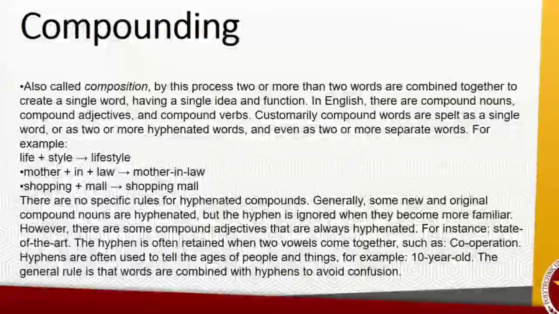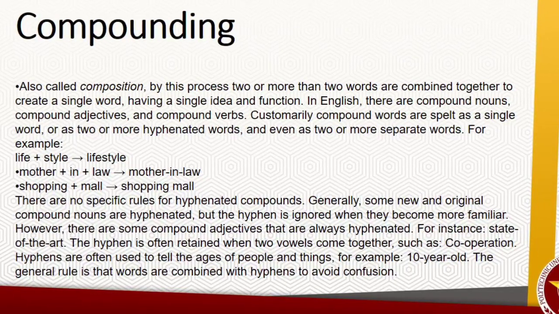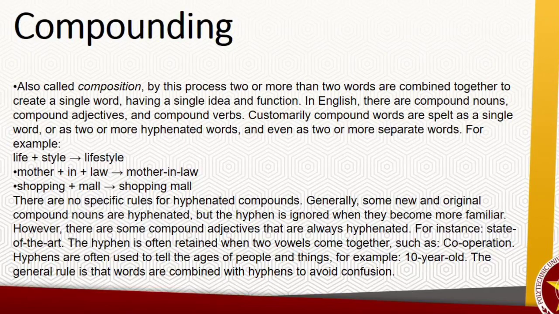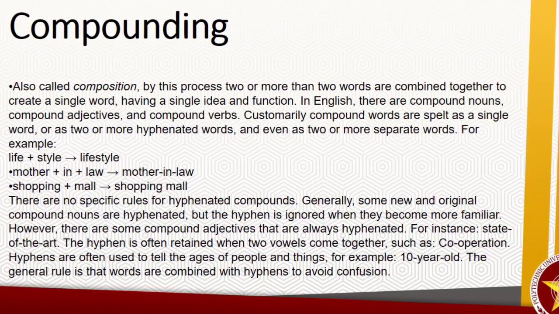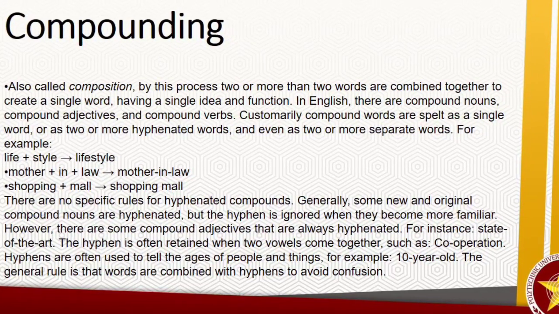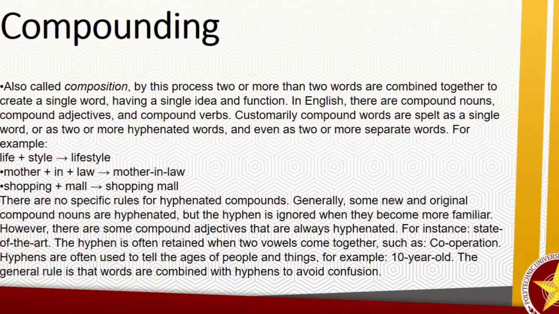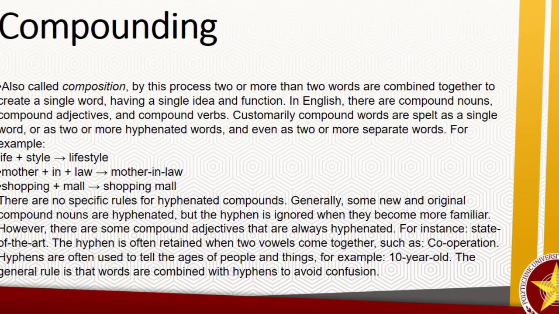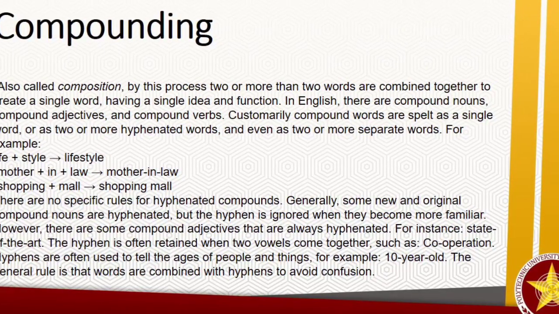Also called composition, by this process 2 or more than 2 words are combined together to create a single word, having a single idea and function. In English, there are compound nouns, compound adjectives, and compound verbs. Customarily, compound words are spelled as a single word, or as 2 or more hyphenated words, and even as 2 or more separate words. For example, life plus style equals lifestyle.